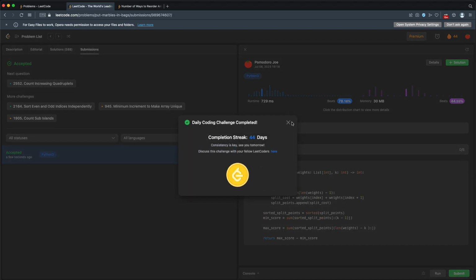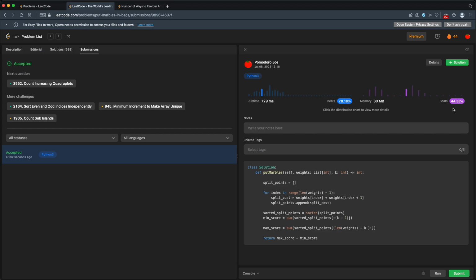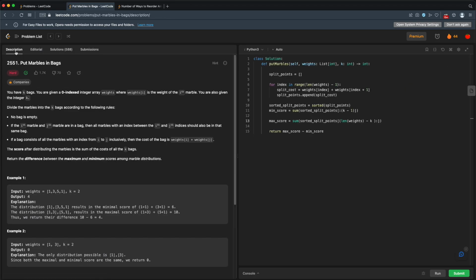And we pass. And we do okay. We beat 78% for runtime and 44% for memory, so that's not too bad. We could jump back here and do a couple quick things.